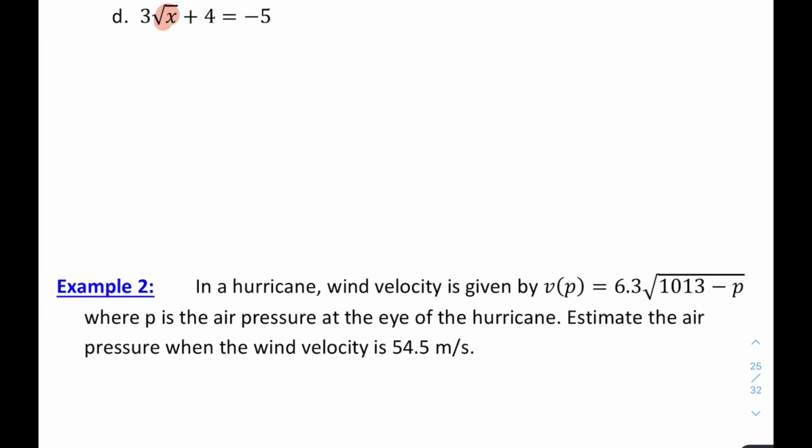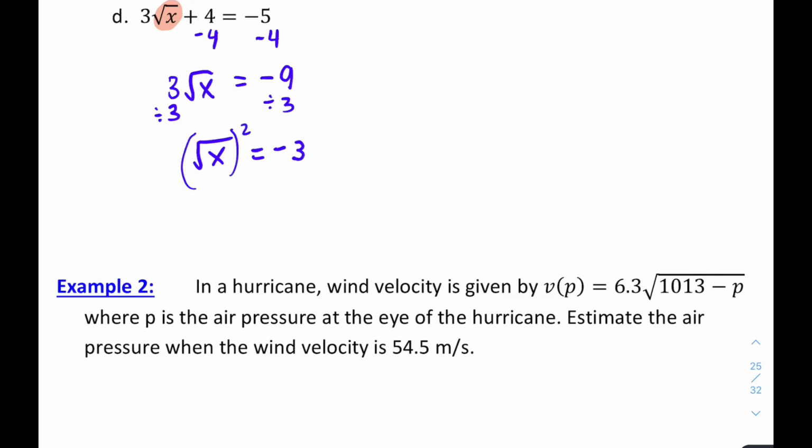So on D, again, we want to get the square root by itself. So subtract 4 from both sides gives you 3 times the square root of x equals -9. And then before we square both sides, just to make it easier, let's divide both sides by 3. You'll have square root of x equals -3. You could have squared it at the previous step, but then you'd have 9x on the left, which people tend to forget to square the 3. So we've got x equals 9 for our potential solution.